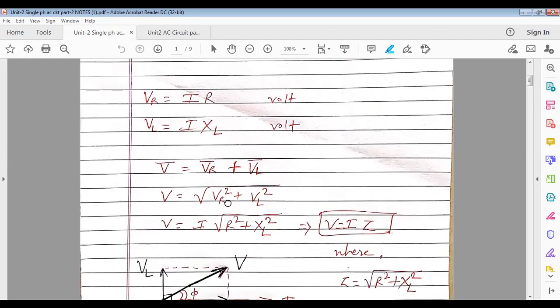V is equal to square root of VR square plus VL square. And what is VR? Put here the values of VR and VL from these two equations. So you can take I common. You will get I times square root of R square plus XL square. And this square root of R square plus XL square is marked as Z, which is called impedance.